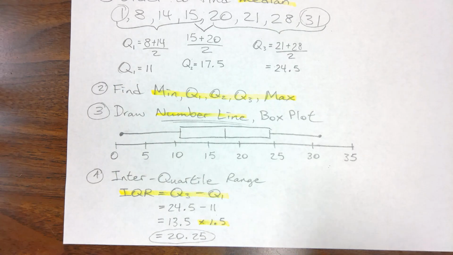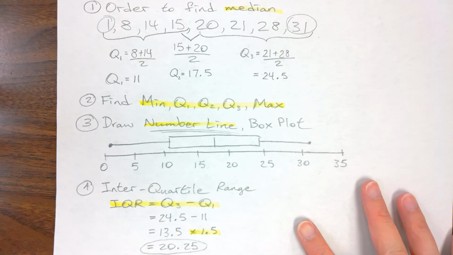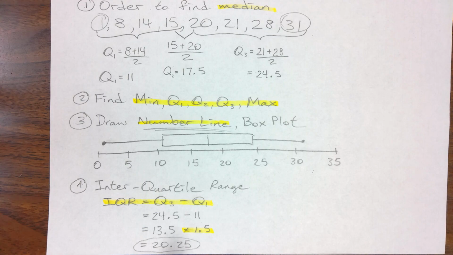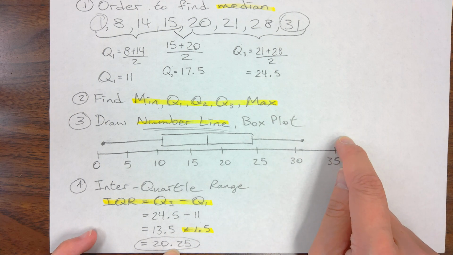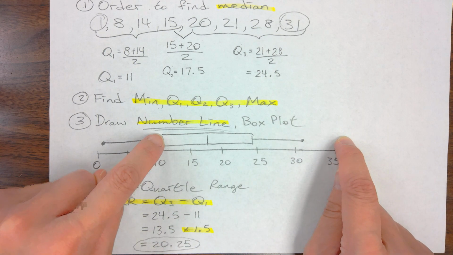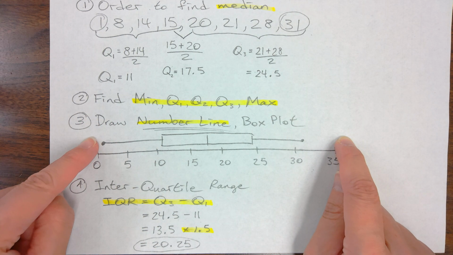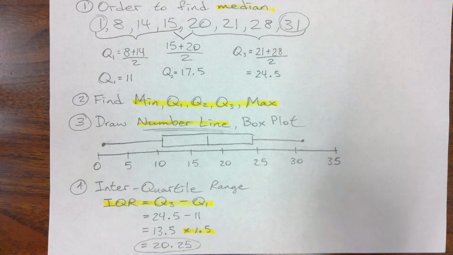What that is, it tells you the upper bound and lower bound. So 20.25, I added to Q3. That will give me my upper bound. And then I subtract it from Q1. That will give me my lower bound. And then that will tell you anything in between that boundary is reasonable data. Anything outside of it is called a, what is it called if it's outside of that boundary?